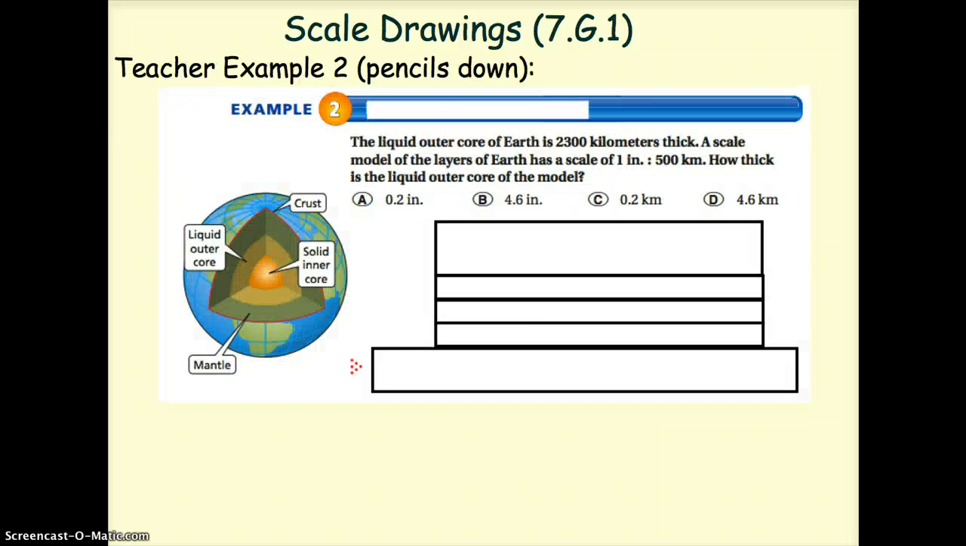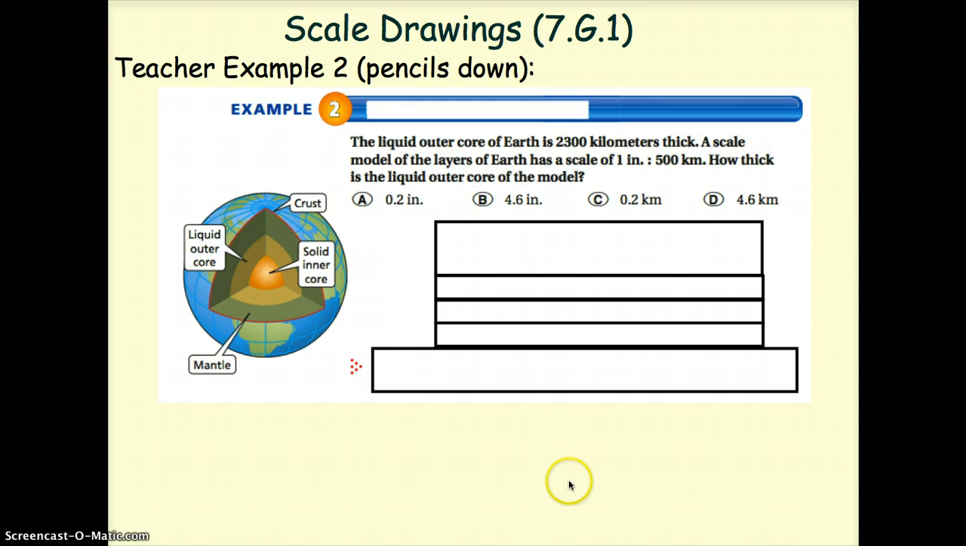Teacher Example 2, pencils down. The liquid outer core of the Earth is 2,300 kilometers thick. A scale model of the layers of the Earth is a scale of 1 inch to 500 kilometers. How thick is the liquid outer core of the model?